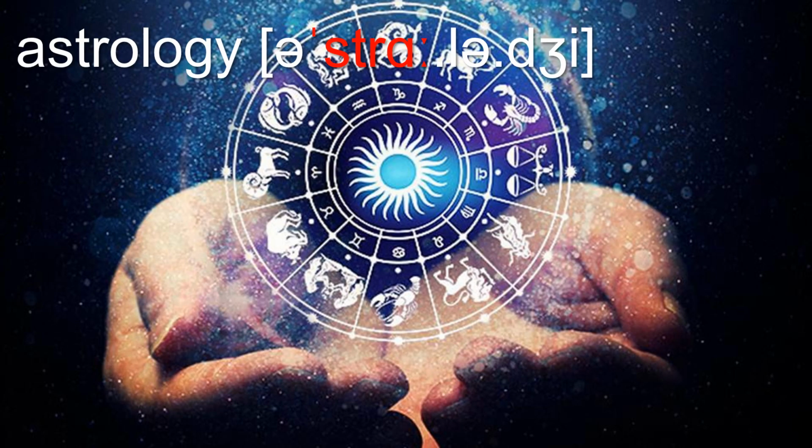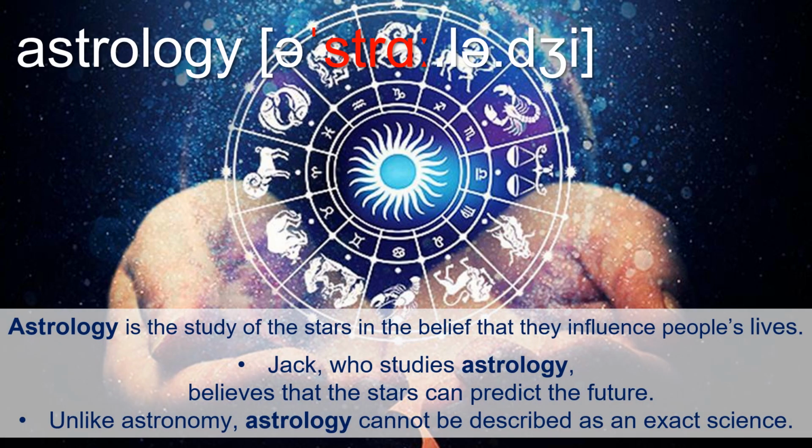Astrology. Astrology is the study of the stars in the belief that they influence people's lives. Jack, who studies astrology, believes that the stars can predict the future. Unlike astronomy, astrology cannot be described as an exact science. Astrology.